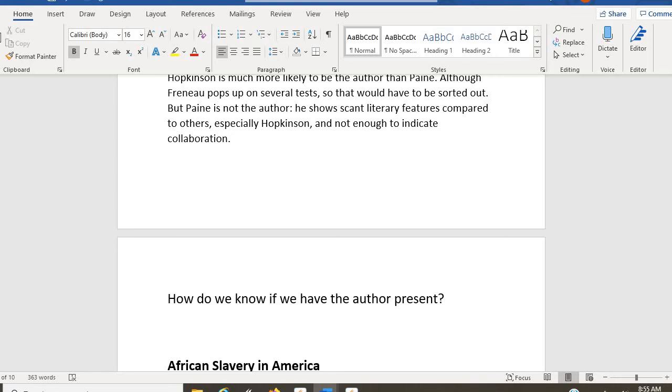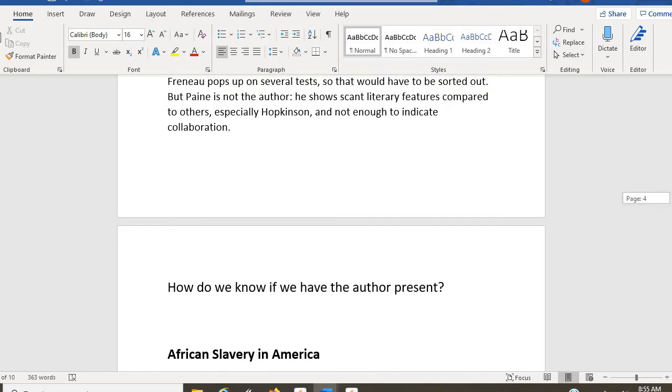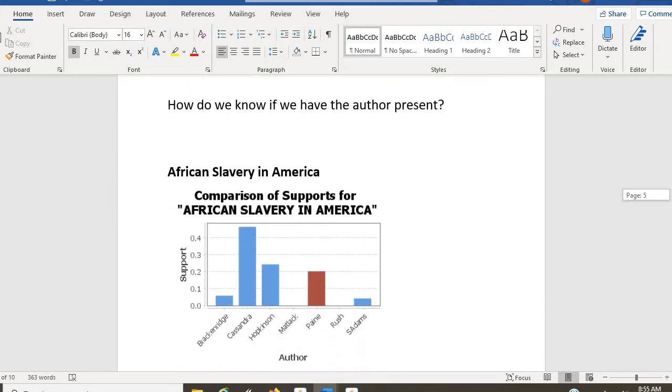African Slavery in America is a prime example of this. It's an example of one of the two ways that you can detect that the author is not present. And I'll show you what both are as we go through this. The first test I made of African Slavery in America shows someone named Cassandra, which was the pen name of James Cannon, a mathematics professor at the University of Pennsylvania, who would soon become part of the Whig Society with Paine, a close cohort of Paine's. He gets well over 40%, and he might be the author.